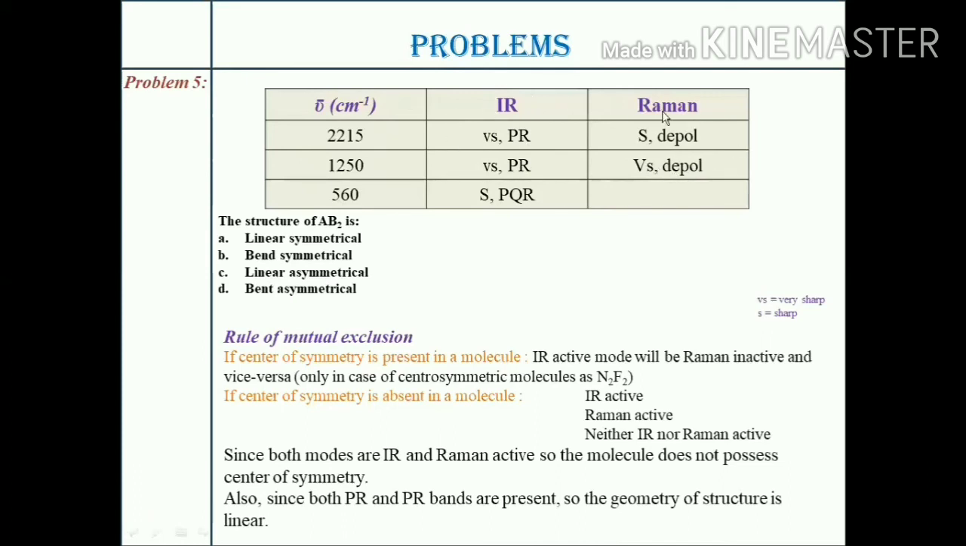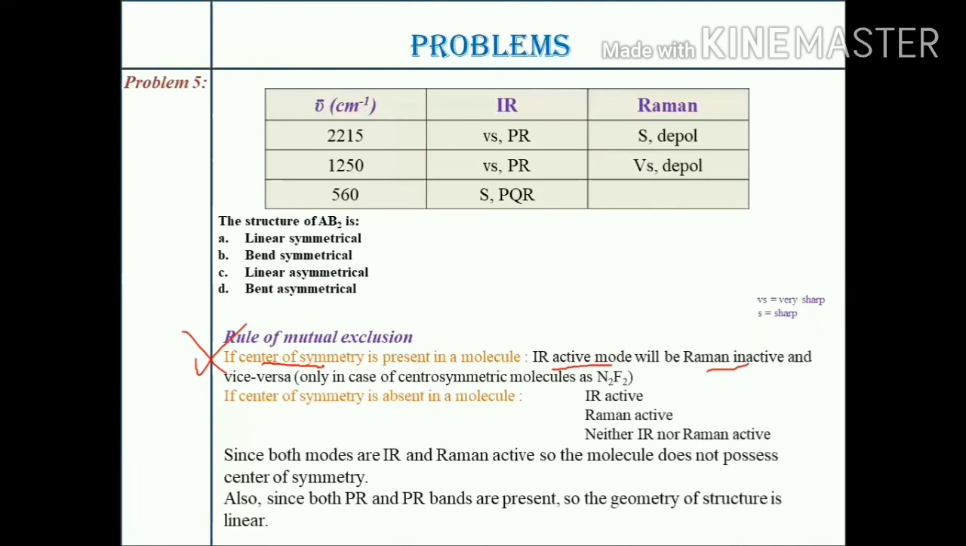So when both IR and Raman active modes are present, the first point is not applicable over here. Why? Because it says either IR active or Raman active. If it is IR active, it will not be Raman active. If it is Raman active, it won't be IR active. So this state of the molecule is not present. That means the center of symmetry is absent in the molecule.